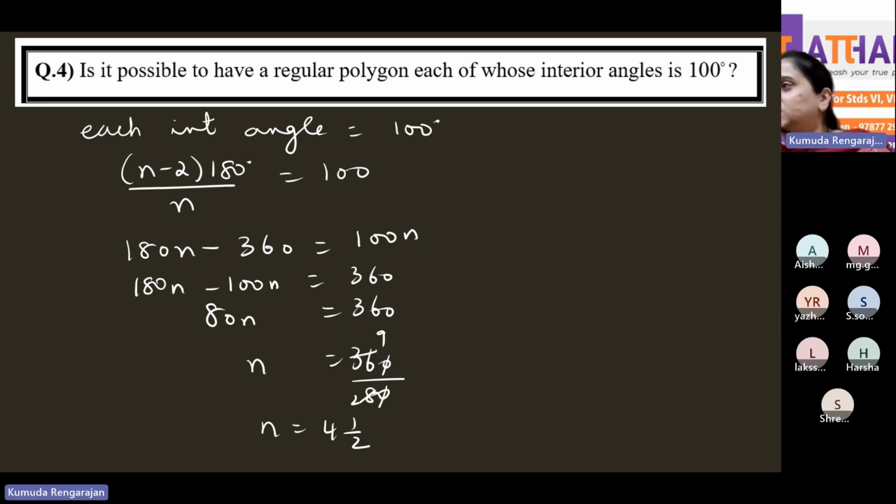What is 100 degrees? It is each interior angle. So you start like that. Each interior angle is equal to 100 degrees. Now below that, what's the formula to find it? (N minus 2) into 180 by N. And that is given to be 100. That's equal to 100.